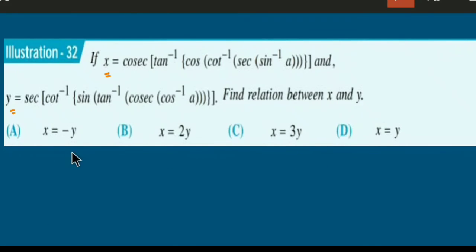Let's see. You can pause this and try yourself by substituting sine inverse something and then come for sec, because all the inverse trigonometric functions are angles, nothing else. Well, let's see the solution.